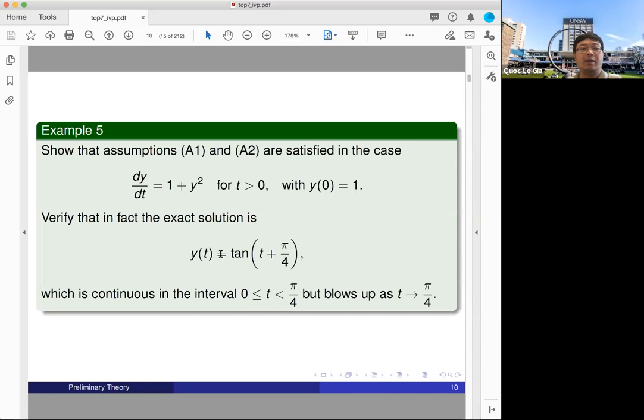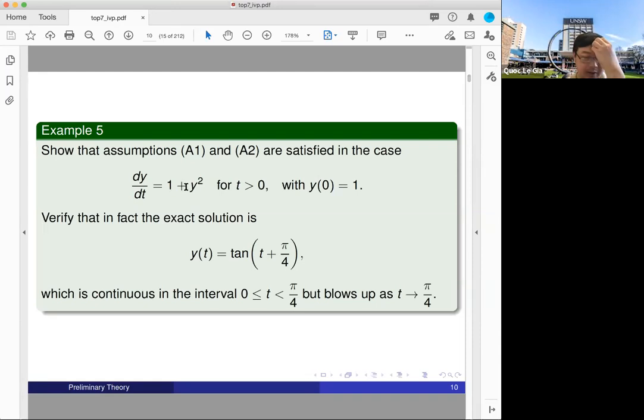Yes, you can differentiate directly. If you take tan, then the derivative of tan is just secant square, which is 1 over cosine square. And secant square is just 1 plus tan square, by trigonometric identity.